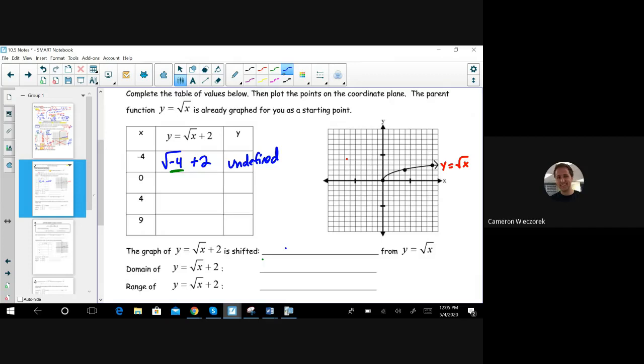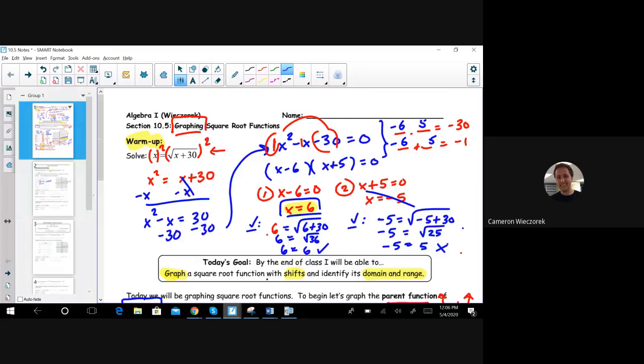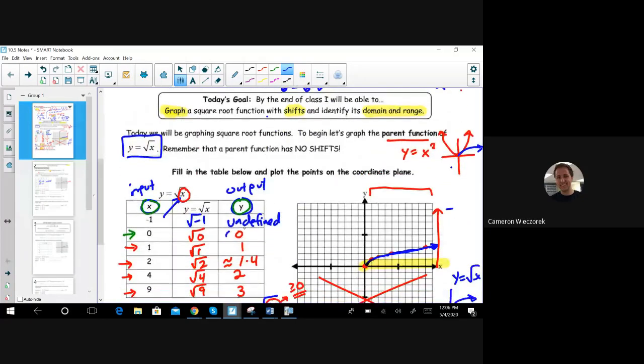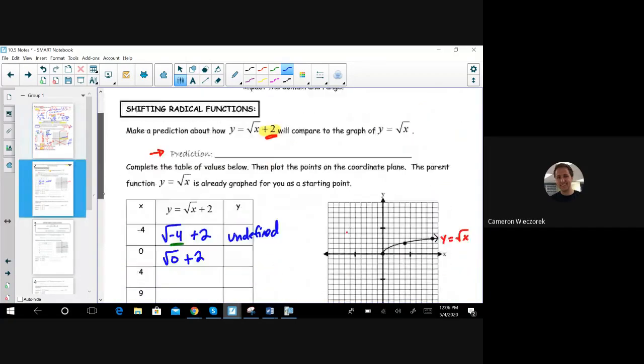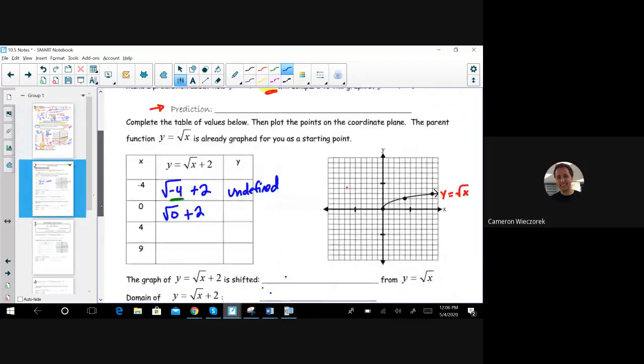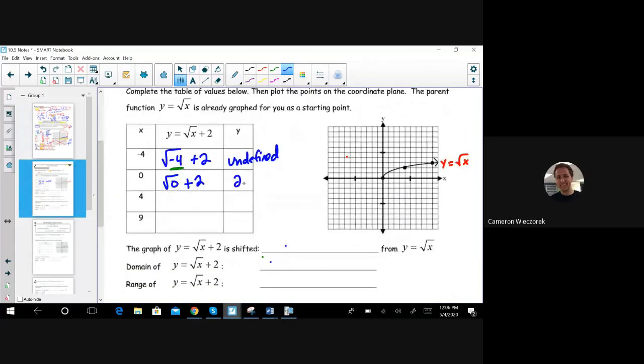If I put 0 in, square root of 0, well, before, if you look at the front, before it came out to 0. But now, look at what we got. Now we got a +2 on the outside. So this is really going to be 0 plus 2, which is 2. Before, when I put 4 in, I got 2 out because the square root of 4 is 2. But now I got to add another 2 on. 2 plus 2 is 4. Before, when I put 9 in, square root of 9 was 3. But now I got to add 2 to it. 3 plus 2 is 5.